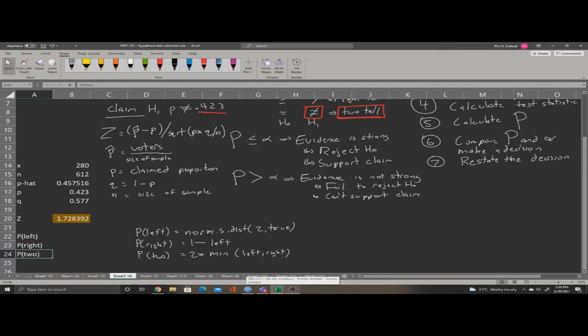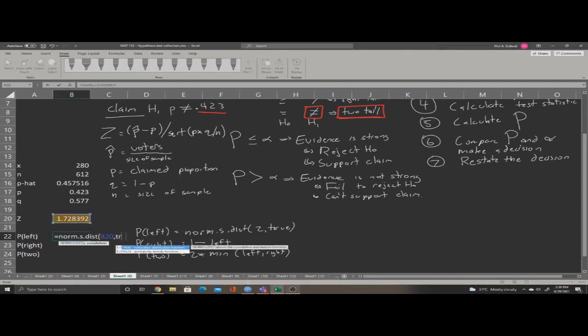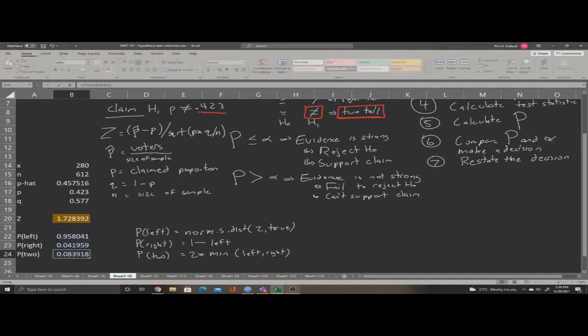Let's type this into Excel now. We'll say equals NORM.S.DIST, click the Z, comma, true. Then for the right, we take 1 minus the left. For two tail, we'll say equals 2 times min of the left and the right. This is going to be our big P value, 0.083918.